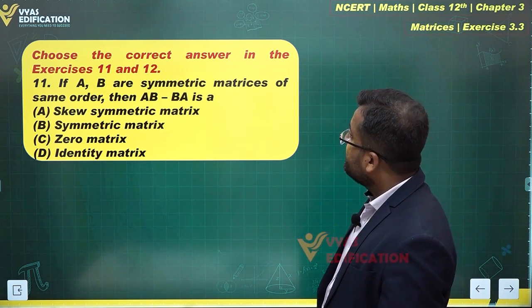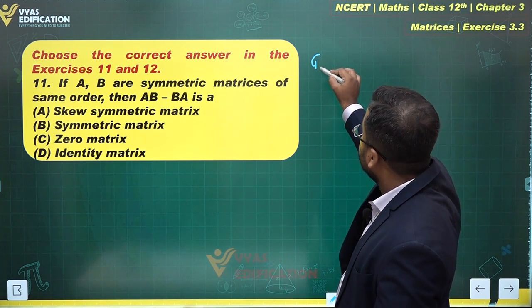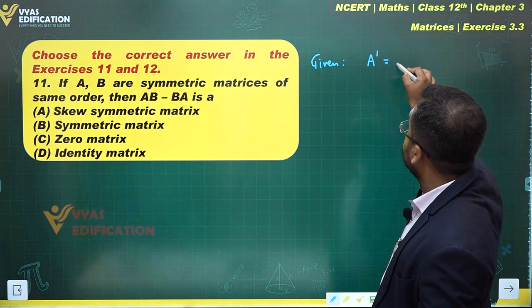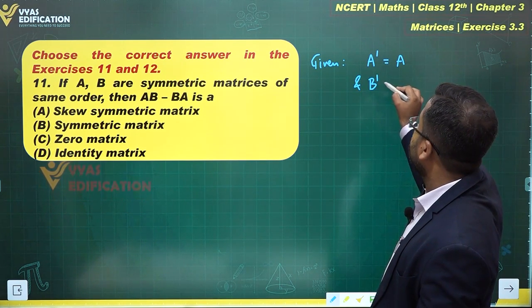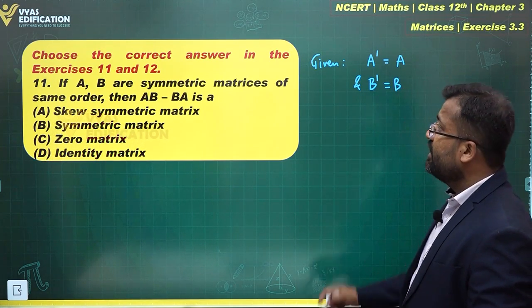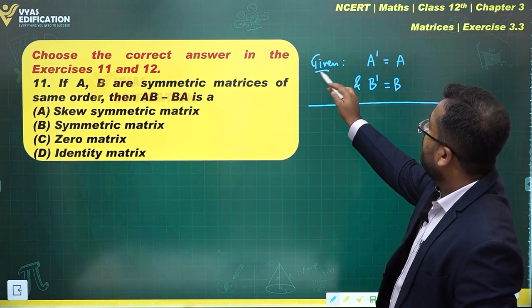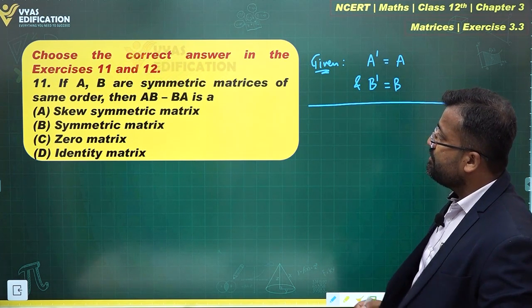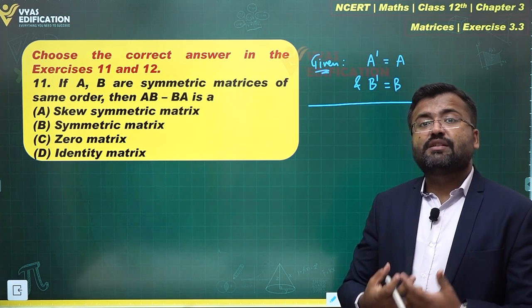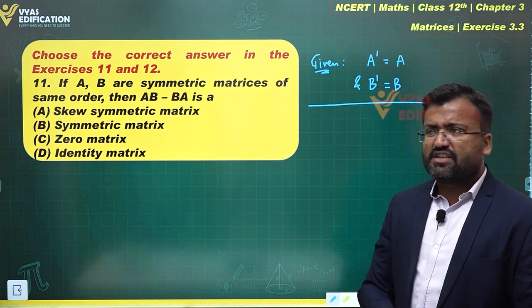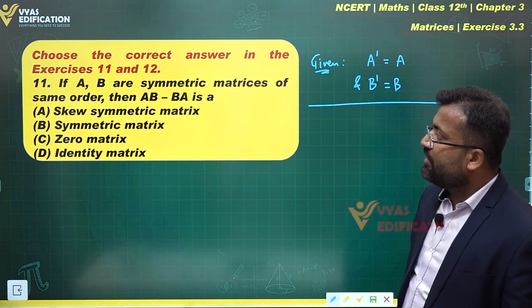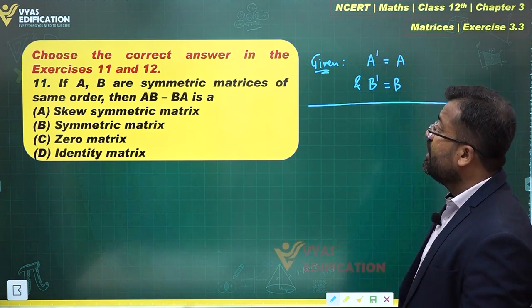So A and B are symmetric matrices of same order. Given A is a symmetric matrix, implies A transpose is equal to A and B transpose is equal to B. This is the condition which is given. And we are supposed to comment about AB minus BA. Since the question talks about symmetricity, we'll have to check symmetric and skew symmetric first. Zero and identity we can check later on. But since one of the options is correct, maybe symmetric and skew symmetric are the possible answers.